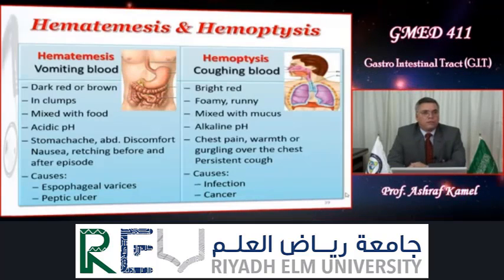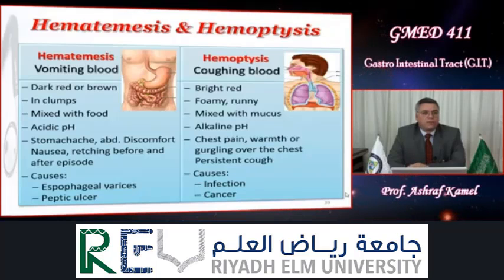Hematemesis, of course, is vomiting blood, while hemoptysis is coughing blood. First point, in hematemesis, the color of the blood is dark red or brown because it is digested blood. In hemoptysis, it is bright red. The quantity of the bleeding in hematemesis, it's in large quantities in clumps, while in hemoptysis, it is foamy or runny. In hematemesis, it's mixed with food. In hemoptysis, it's mixed with mucus. The reaction is acidic in hematemesis, alkaline in hemoptysis.